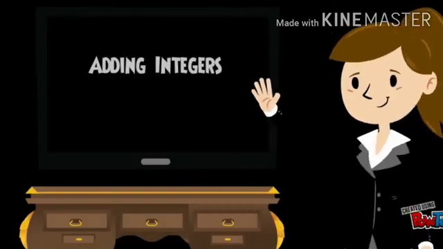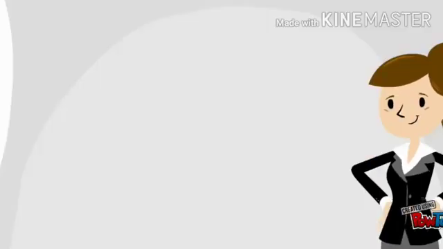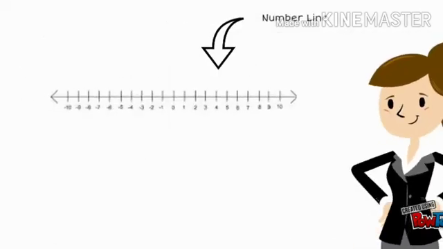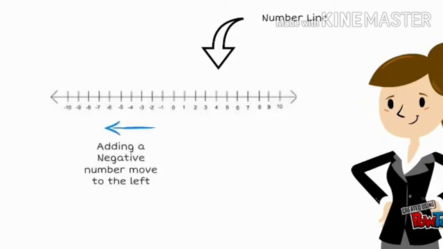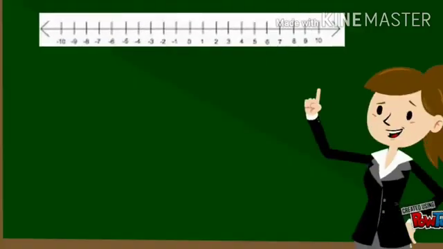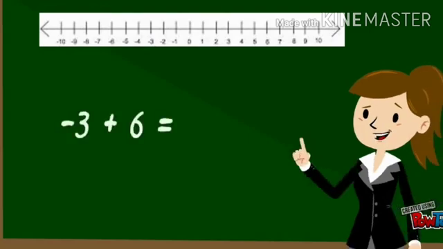Adding integers. The first method is by using a number line. So we get negatives here at the left and positives to the right. In adding a negative number, you move to the left. And if you're adding a positive number, you move to the right. Okay, let's have some examples.